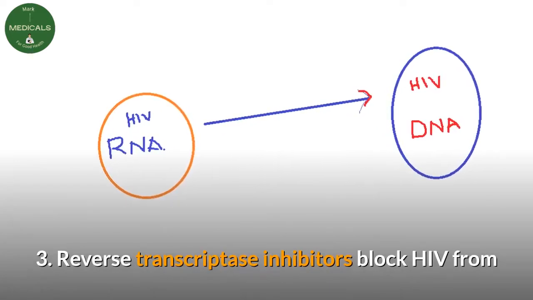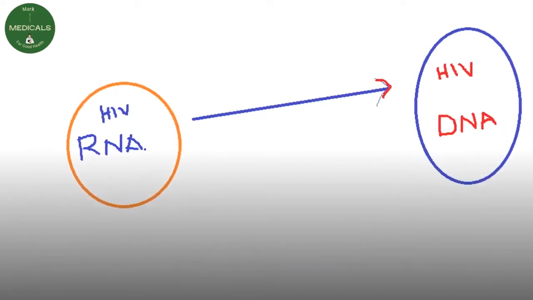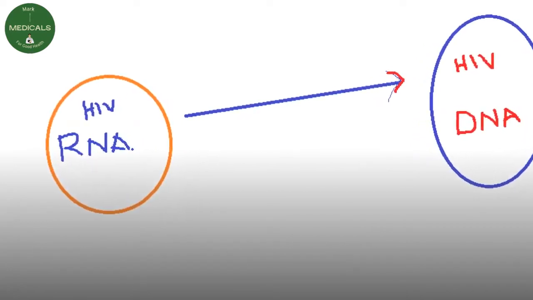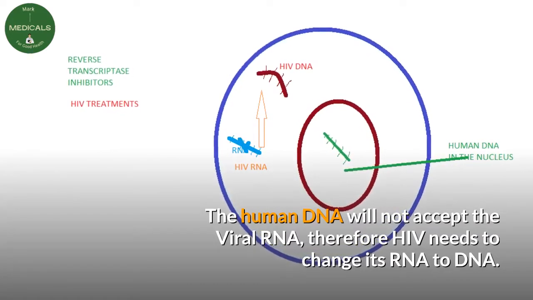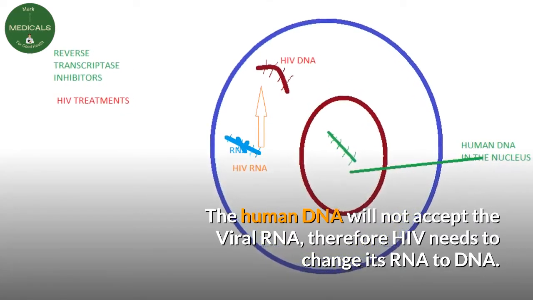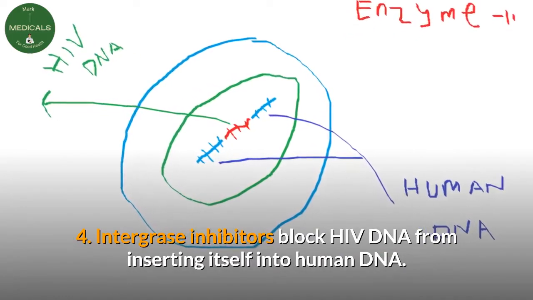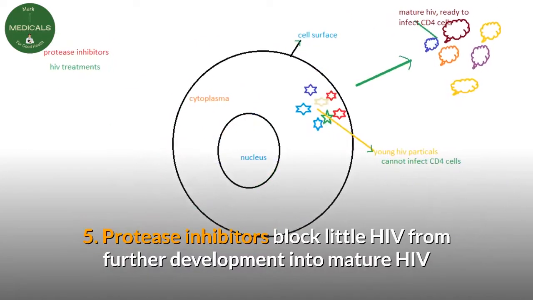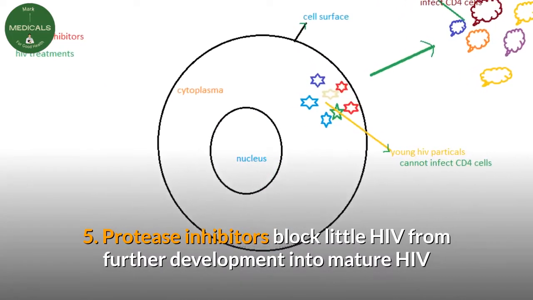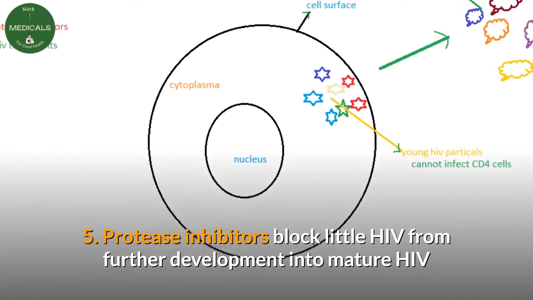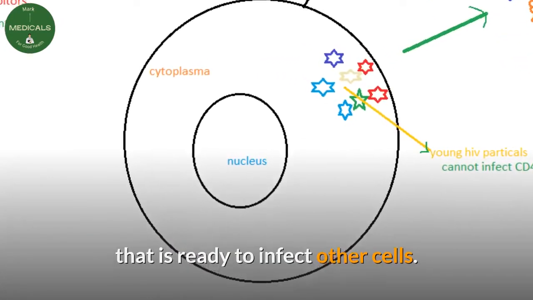3. Reverse transcriptase inhibitors block HIV from successfully changing its genetic material RNA into viral DNA. The human DNA will not accept the viral RNA, therefore HIV needs to change its RNA to DNA. 4. Integrase inhibitors block HIV DNA from inserting itself into human DNA. 5. Protease inhibitors block little HIV from further development into mature HIV that is ready to infect other cells.